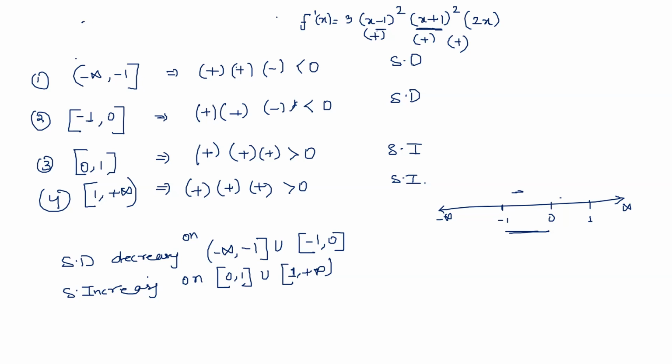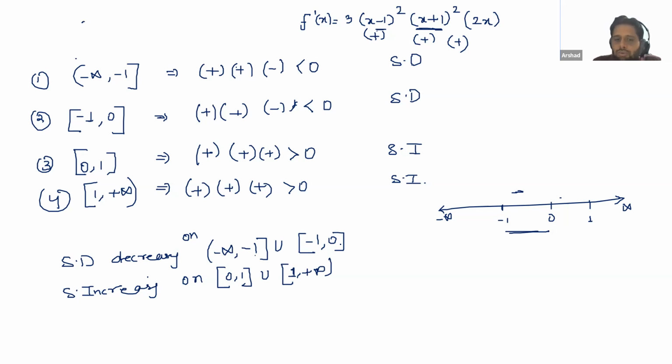So why are we writing union? If we have strictly increasing or strictly decreasing on two or three intervals, then we can combine all the results. We can just write a single line that this is strictly decreasing on minus infinity to minus one union minus one to zero. So even if you have three, four intervals for which you are getting the same result, for example, it's strictly decreasing, then you can use a union for all those intervals.